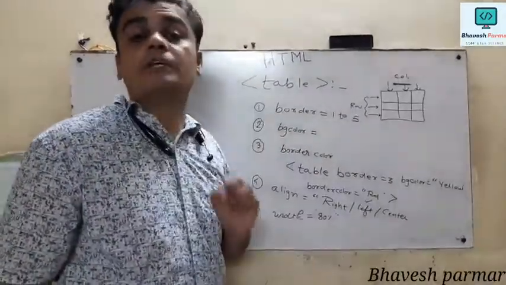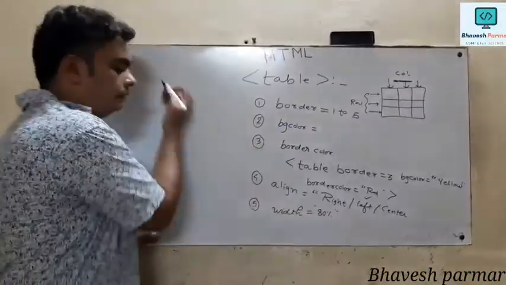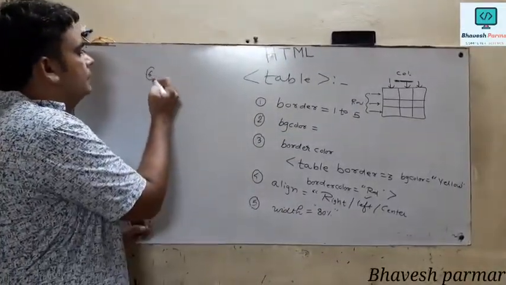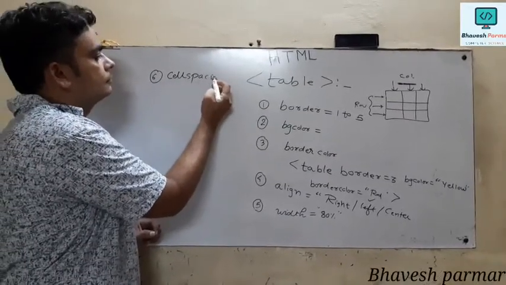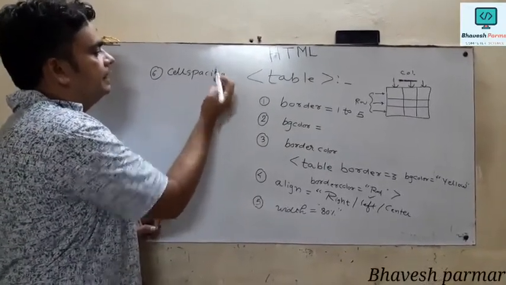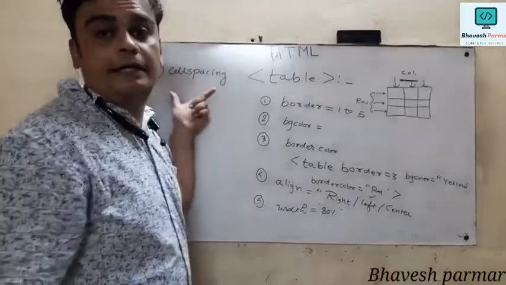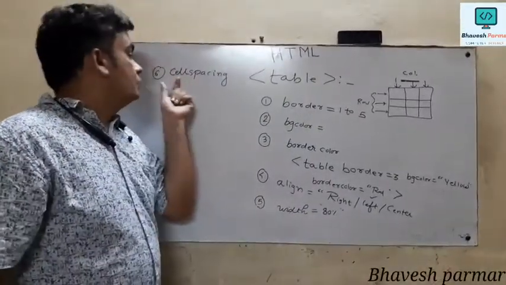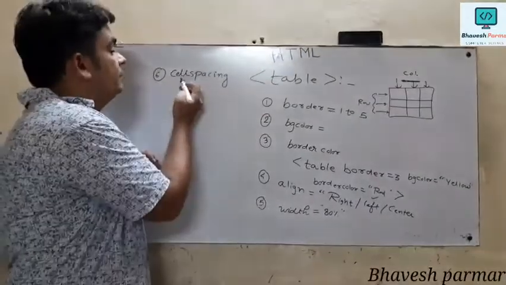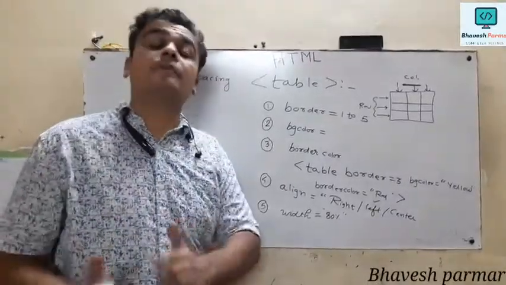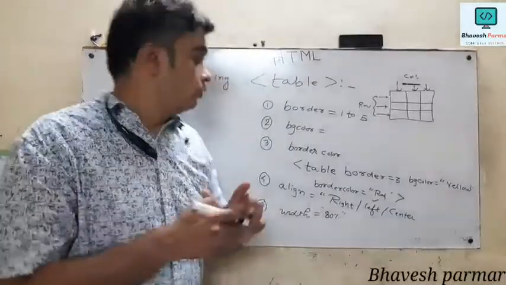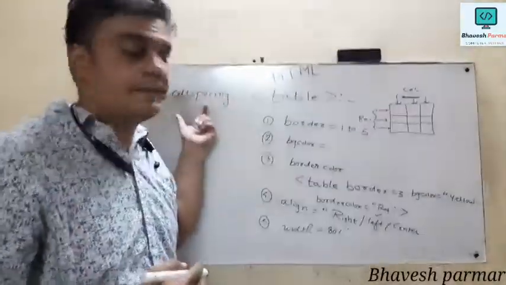Thereafter, the most important attribute, attribute number 6, is called cellspacing. This is a very interesting and very important attribute. Now my question is, what do you mean by cell? And what do you mean by cellspacing? First of all, I am going to explain what a cell is.